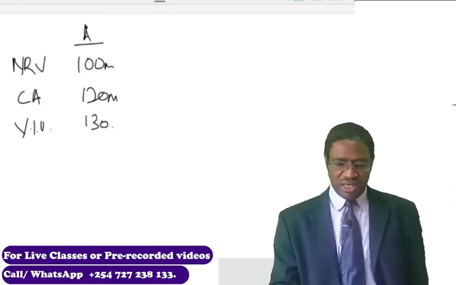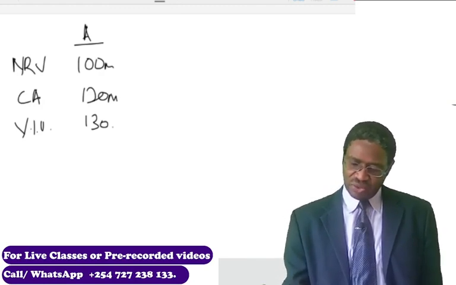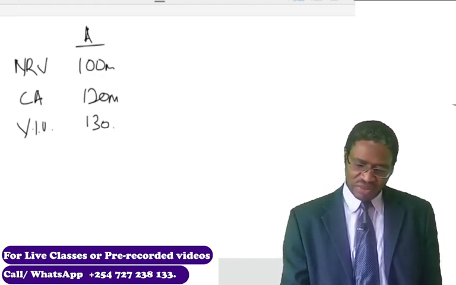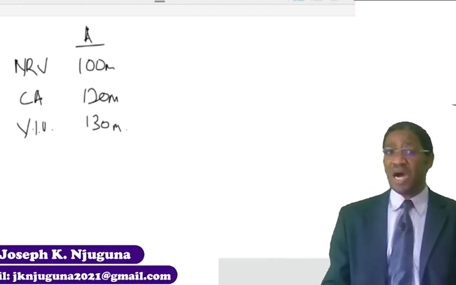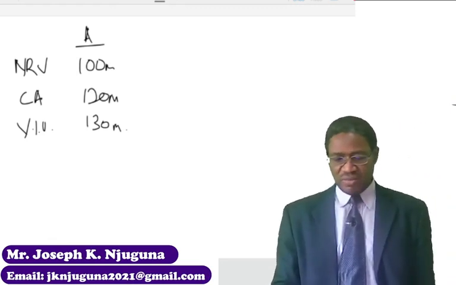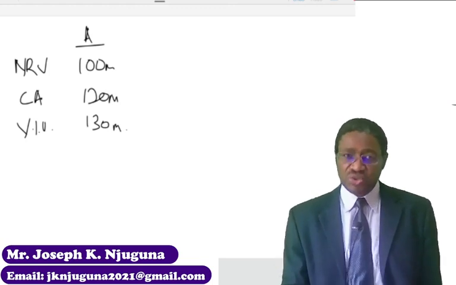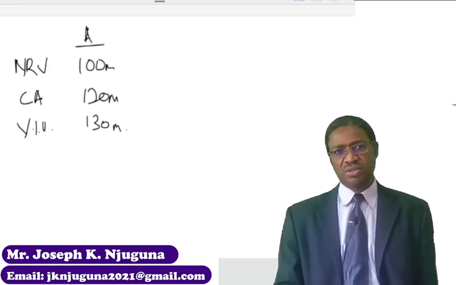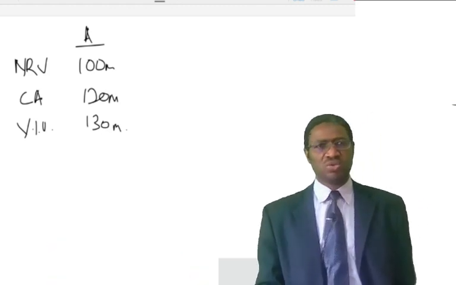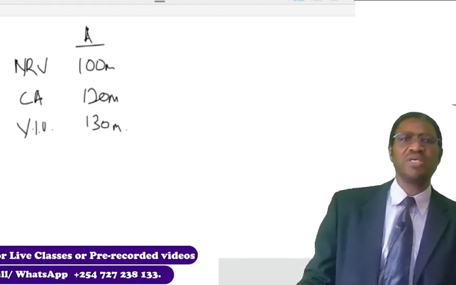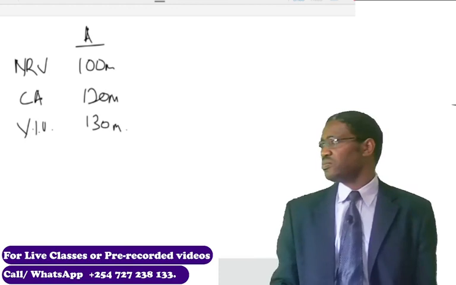We are saying the asset had a carrying amount, a net realizable value. The asset had a net realizable value of 100 million, but its carrying amount is 120 million, and its value in use is 130 million. So if you are told to compute the impairment loss, will you say it has suffered how much? Give me the amount.